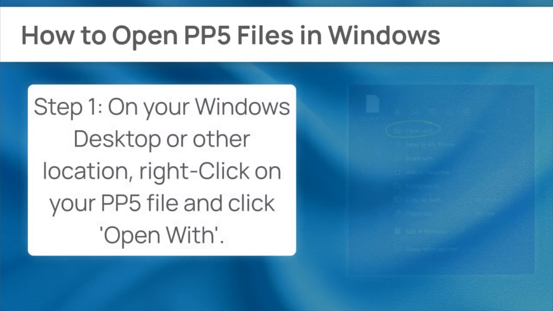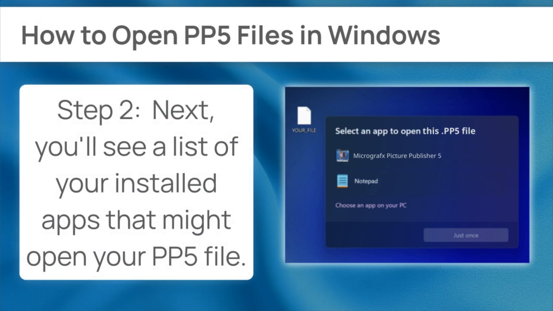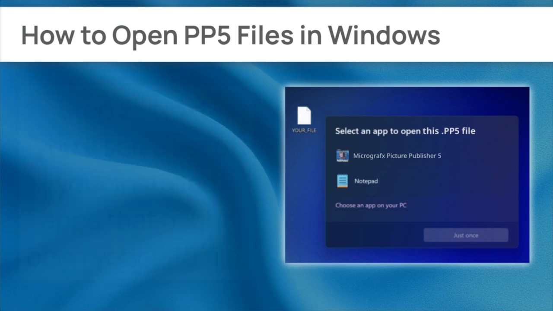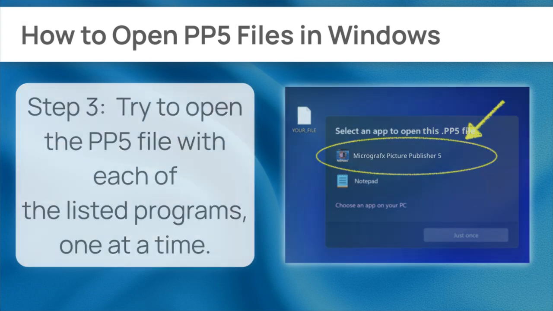Your first move is to identify the possible decoders. Right-click the PP5 file and choose Open With. Use Micrografx Picture Publisher 5 if it is installed. If it's missing, select another program. Testing is the fastest diagnostic method.